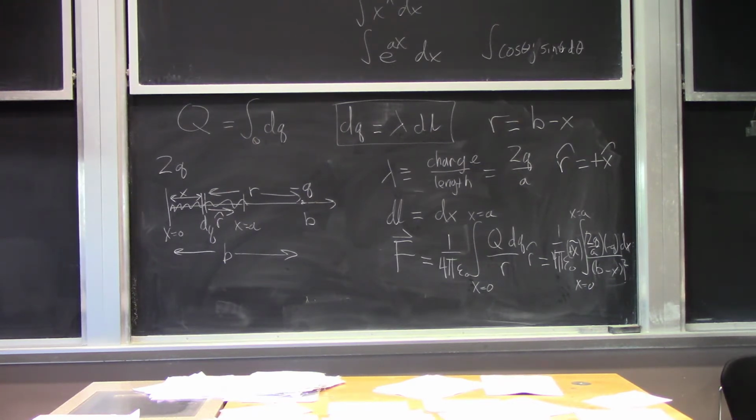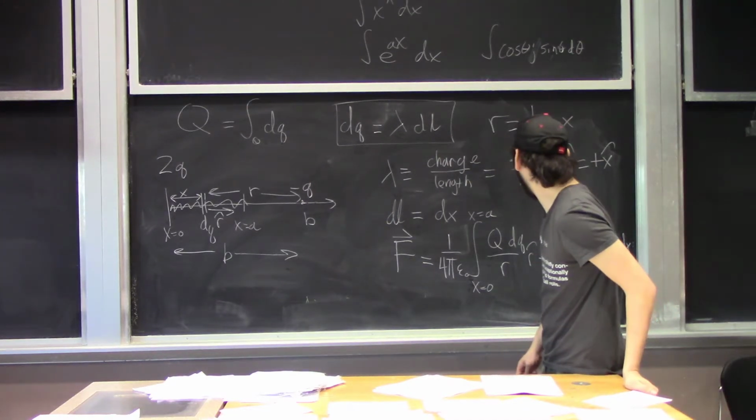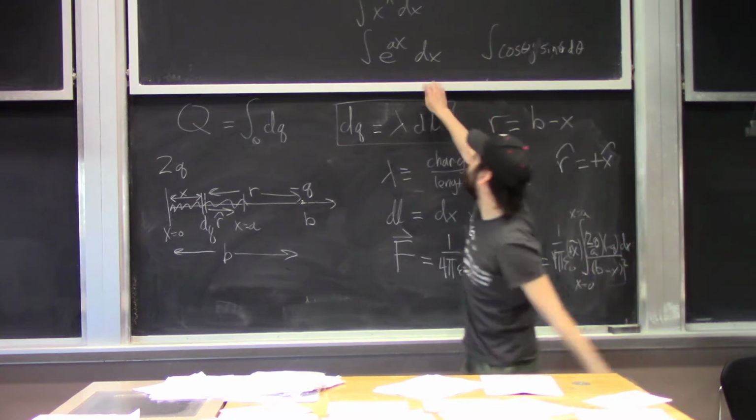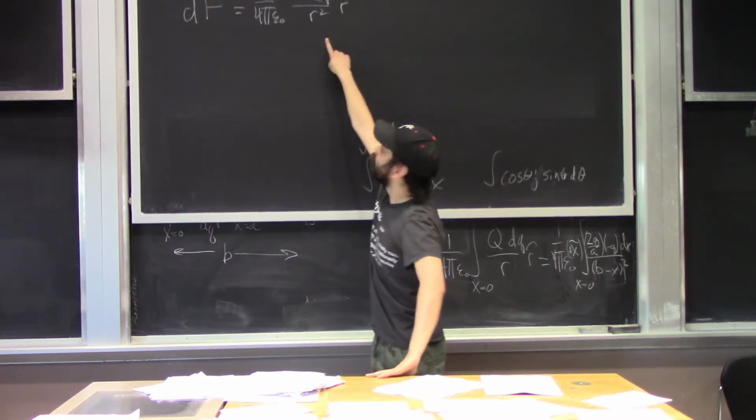Okay? Yeah? Why did you square the denominator, b minus x? It's because r is squared here.